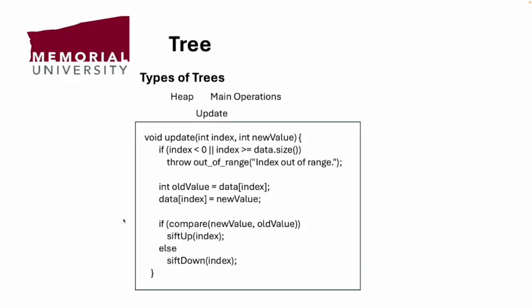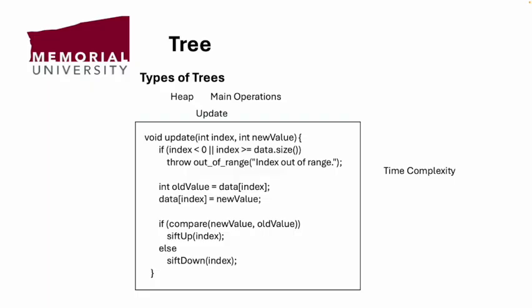This is the code. The code is pretty straightforward actually, right? You determine the index you want to update, and then you replace the old value with the new value, and make a comparison to determine shift up or shift down. That's all. So we had the shift up code and shift down code, right? Yes, from last lecture, just implement that.